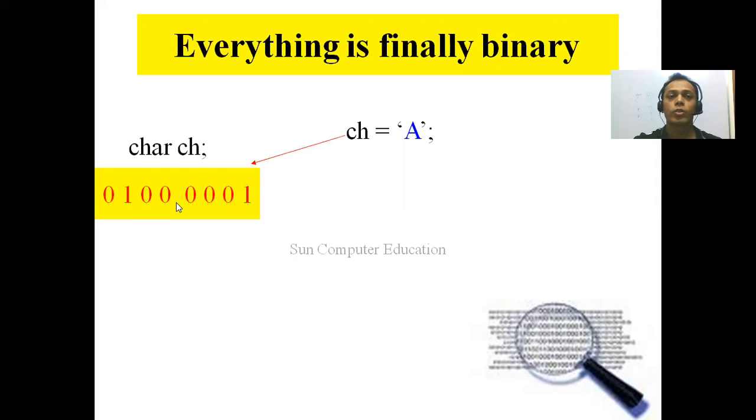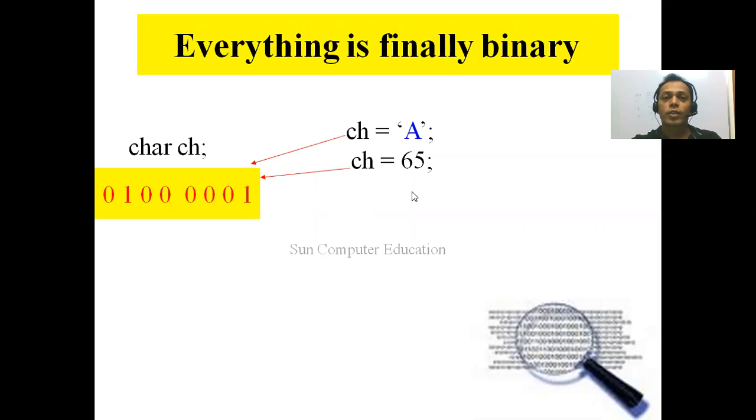So when you store character A in CH, what is stored in computer memory is the binary 01000001. Correct? You store A, but A is not stored, its binary representation is stored inside. So instead of storing capital A in single quotes, I can also store 65 in CH. Absolutely, perfectly allowed in C language. No problem, because ultimately it is the same thing. 65 is the ASCII value of capital A. The same binary will be stored.